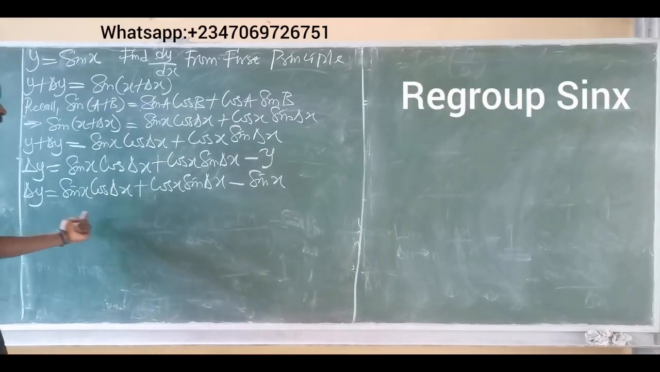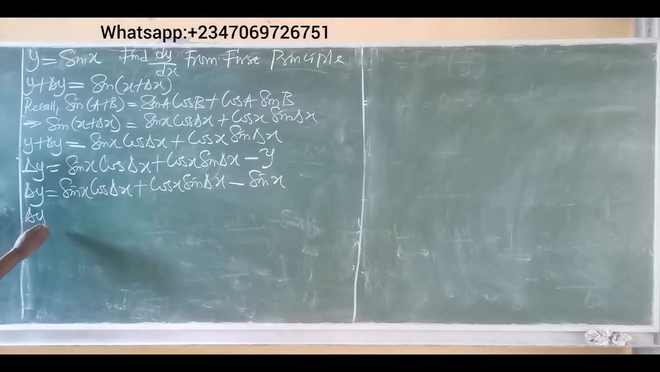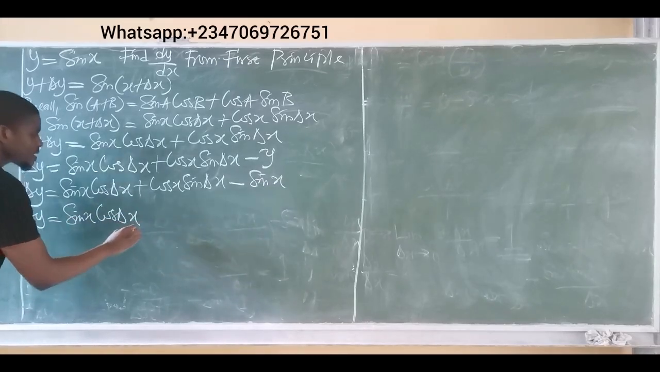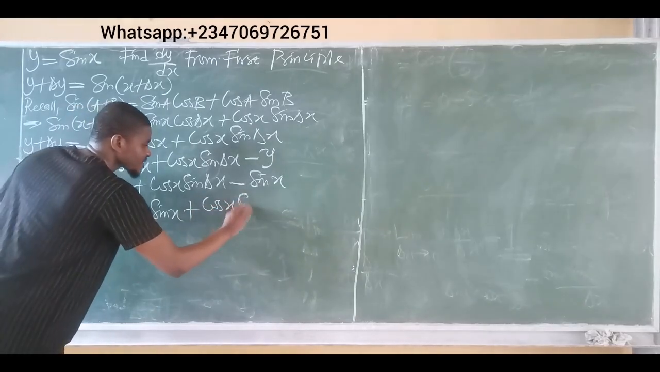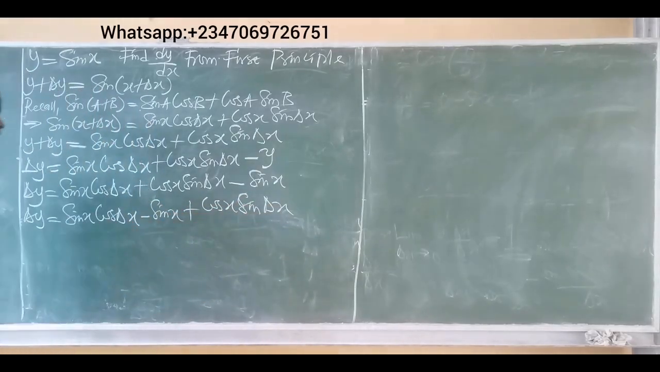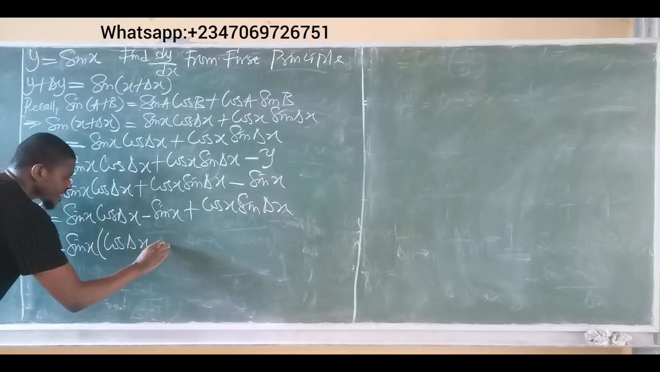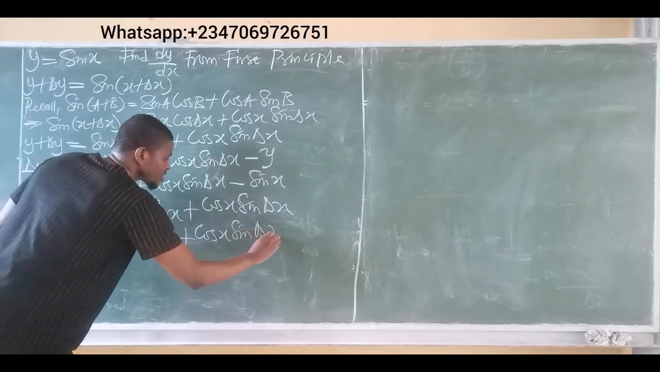Now I have sin x here and I'm having sin x here, so let's bring them together. Therefore change in y is now equal to sin x cos(change in x) minus sin x plus cos x sin(change in x), and you have this. Now since sin x is common between these two, let's factor sin x. So change in y is equal to sin x times (cos(change in x) minus 1) plus cos x sin(change in x).